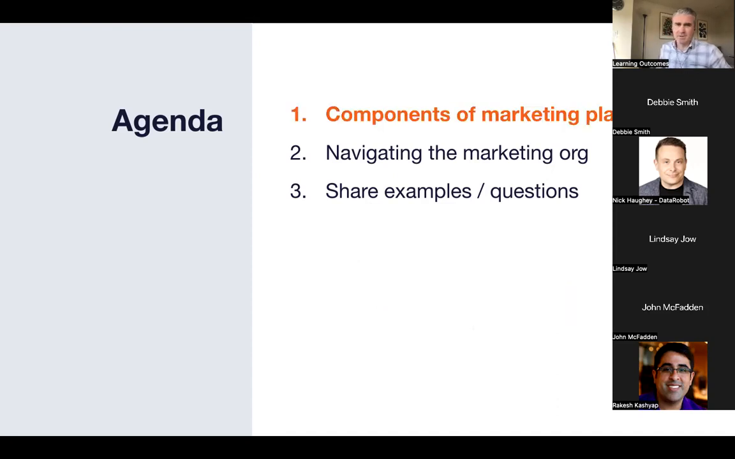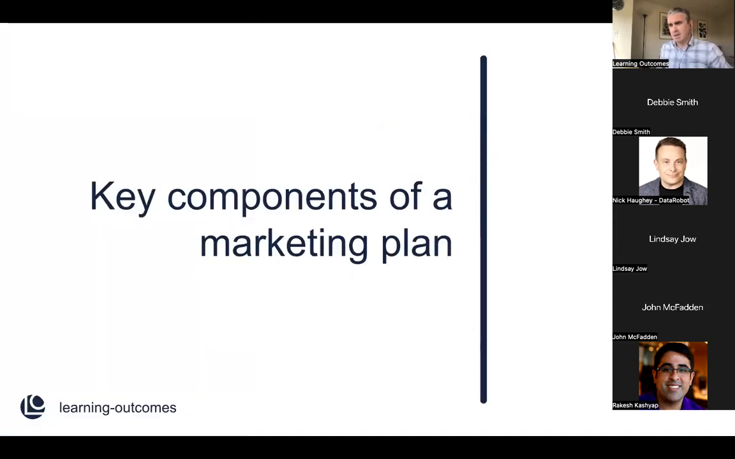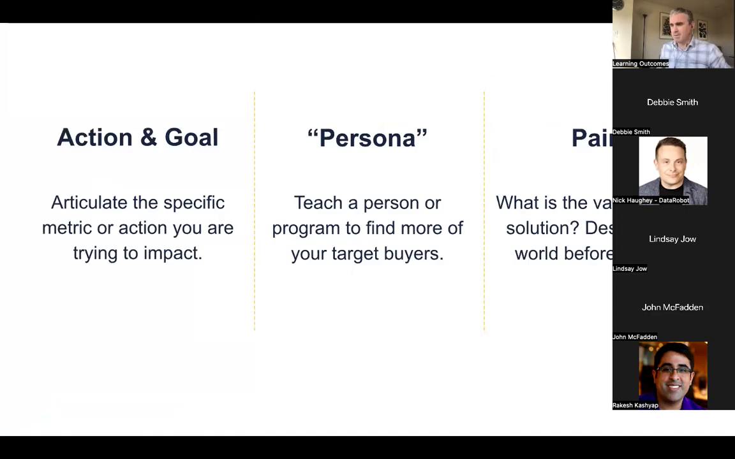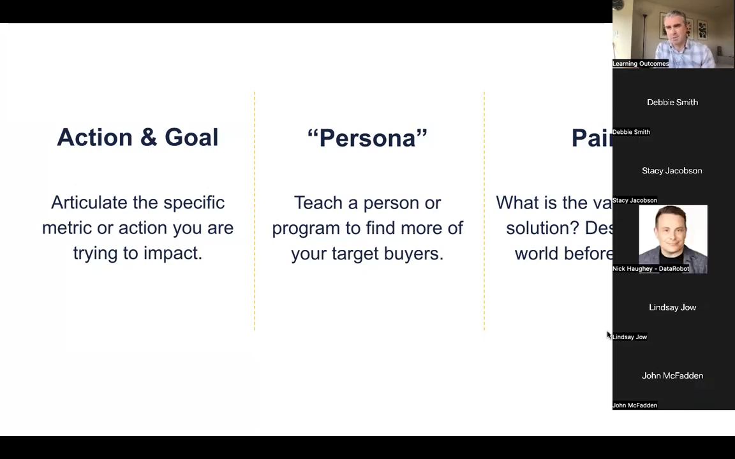All right, let's go on to the first section, which is the components of a marketing plan. I have three key components here. Think about it this way: you want to get something done with marketing, like promoting a course or certification. Marketing functionally is there to help you with demand generation. They're going to help you drive people to whatever it is that you've built. These three components will help that marketing organization execute on your behalf.